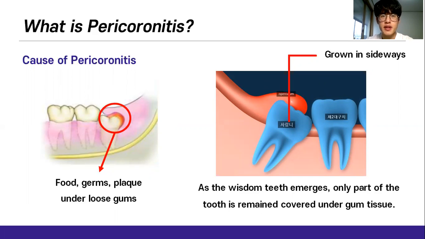The space between the tooth and the gums covering the tooth is a great place for food residue and germs to accumulate. Usually, wisdom teeth grow in sideways, so food can easily become trapped. So, if food and germs accumulate in the space, inflammation can occur.